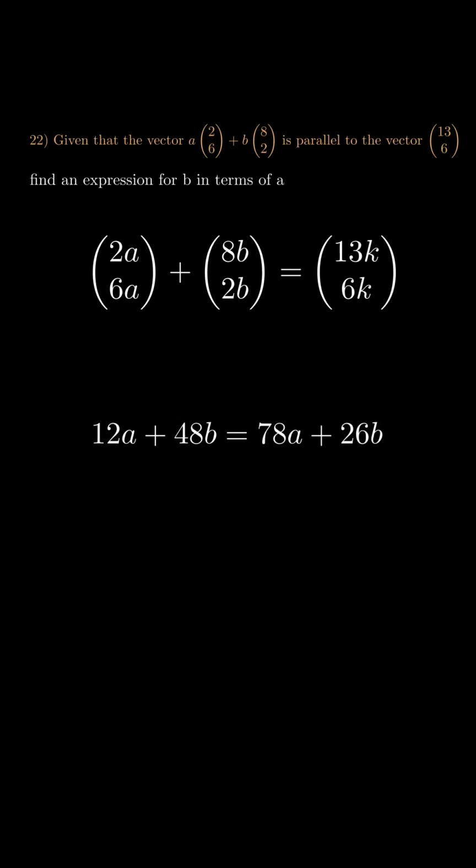Do cross multiplication, and we get that 12a plus 48b is equal to 78a plus 26b. We group the b's and a's together, and we get that 22b is equal to 66a. We move the 22 to the other side, and we simplify. Now we get that b is equal to 3a.